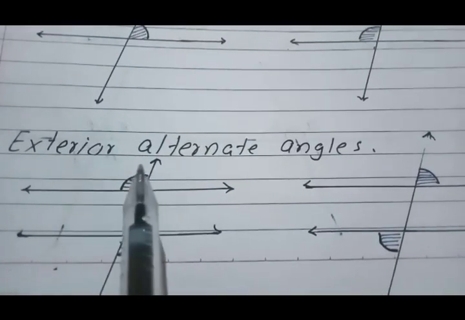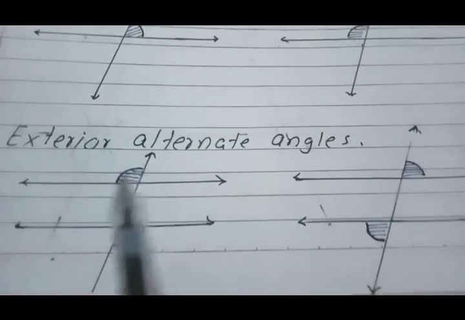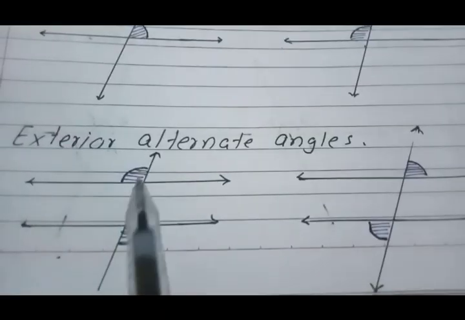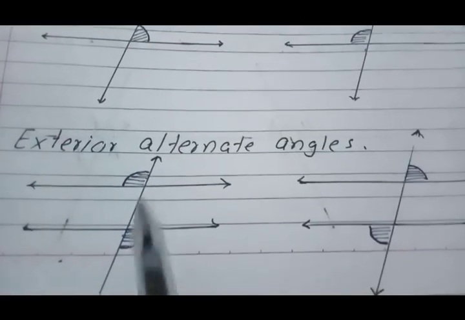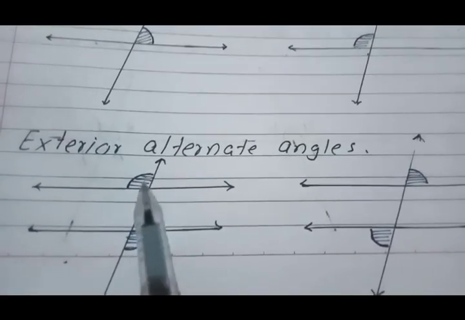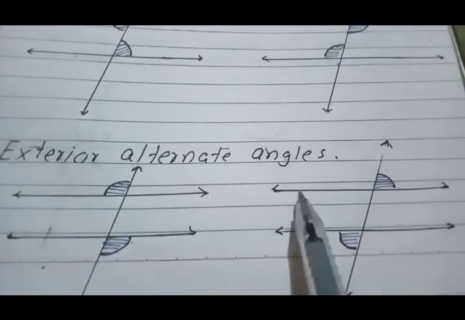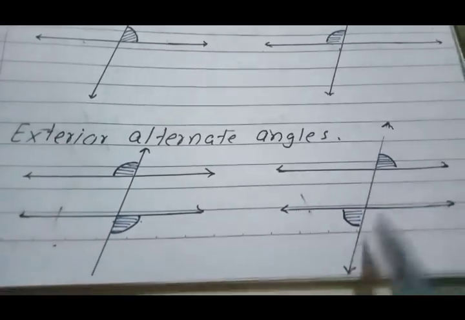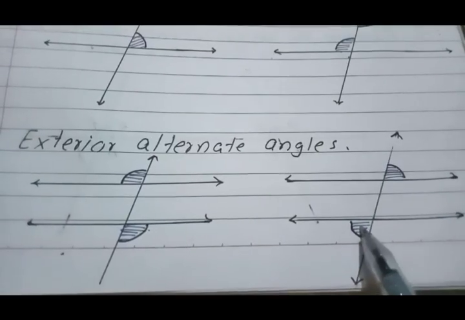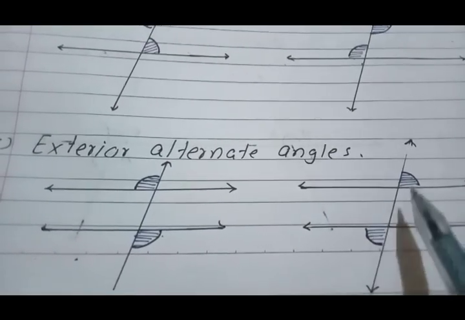Then exterior alternate angles. These are two parallel lines with a transversal, and this angle and this angle are exterior alternate angles. Here too, parallel lines, this transversal, and these angles are exterior alternate angles.